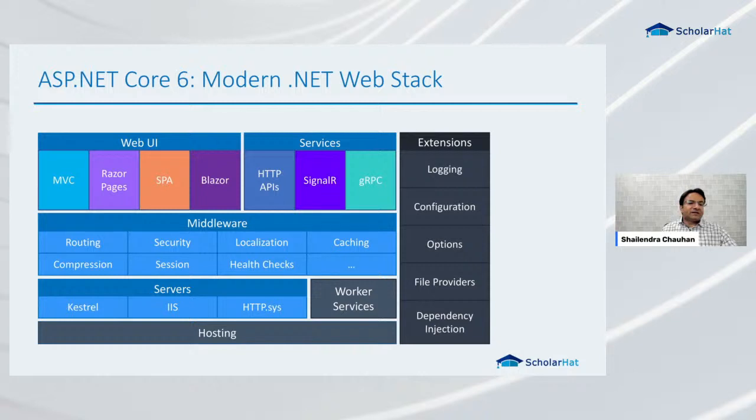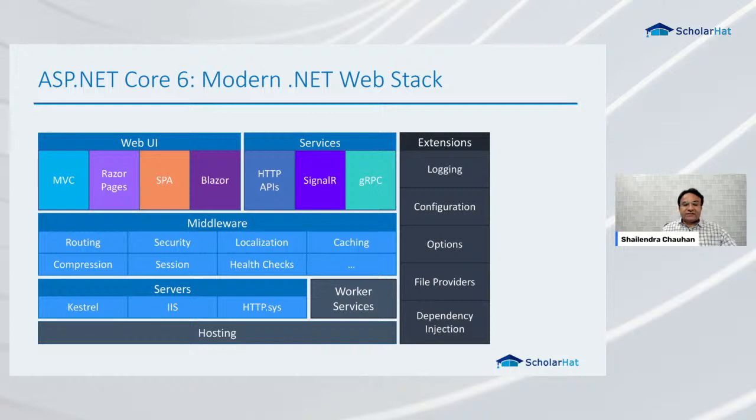If you're looking at this picture, this is the ASP.NET Core 6 picture. You can see ASP.NET Core 6 can be used for building web UI using various styles. You can use the MVC pattern, you can use Razor Pages, you can use a single page application which can be built using Angular, React and Vue.js. We can even use Blazor for building the UI. So mainly we have two sections. One section is for building the UI. Another section is for building the services. Services we can build using SignalR, using Web API, and using gRPC.